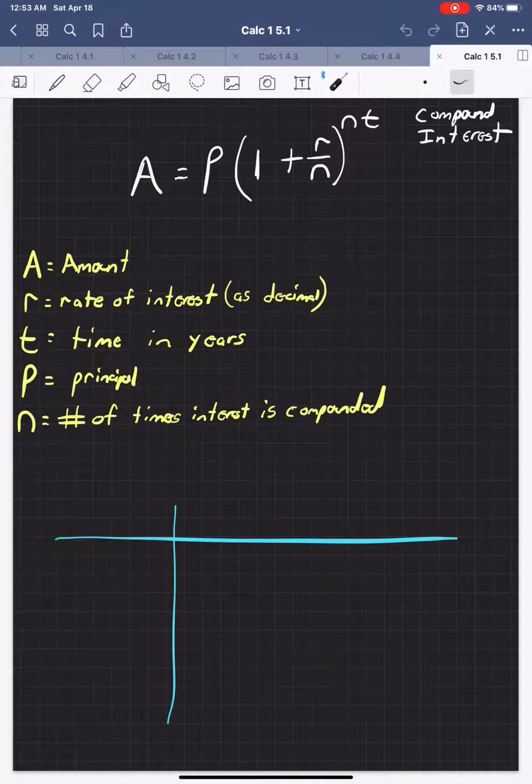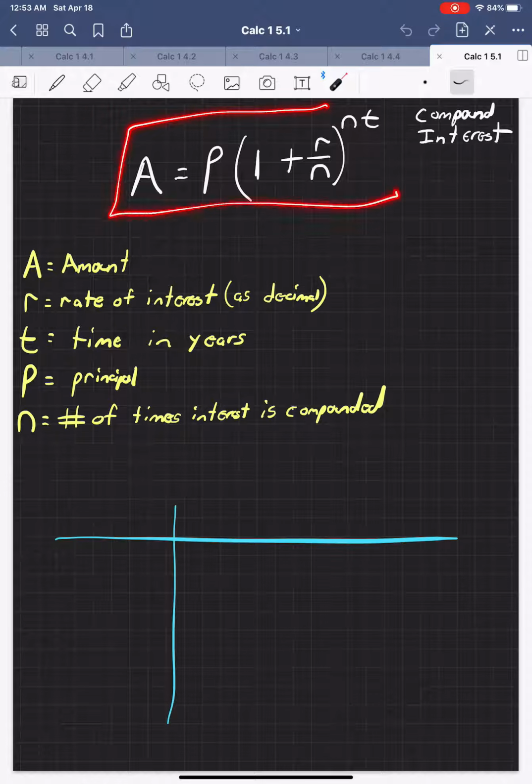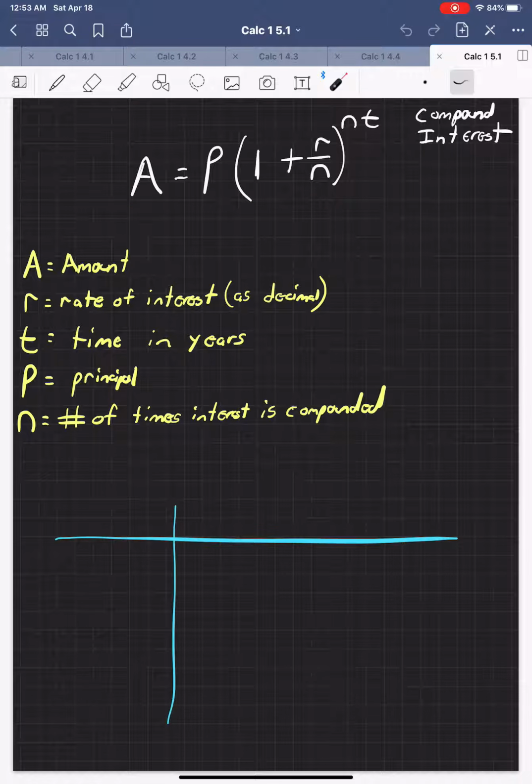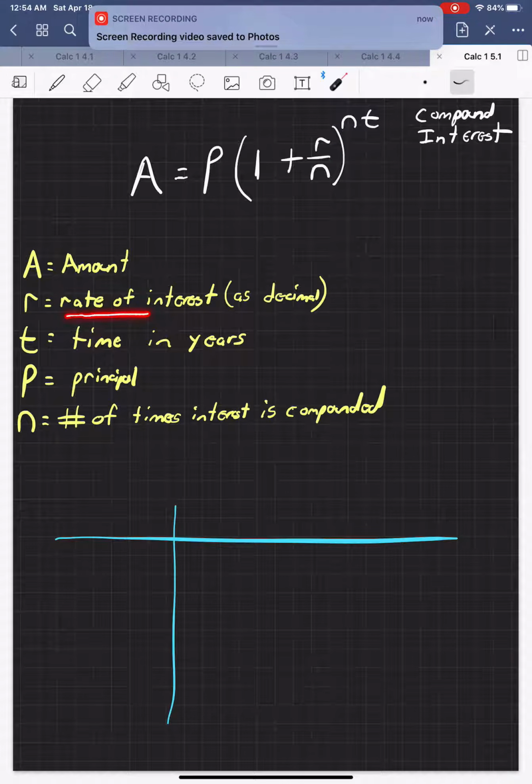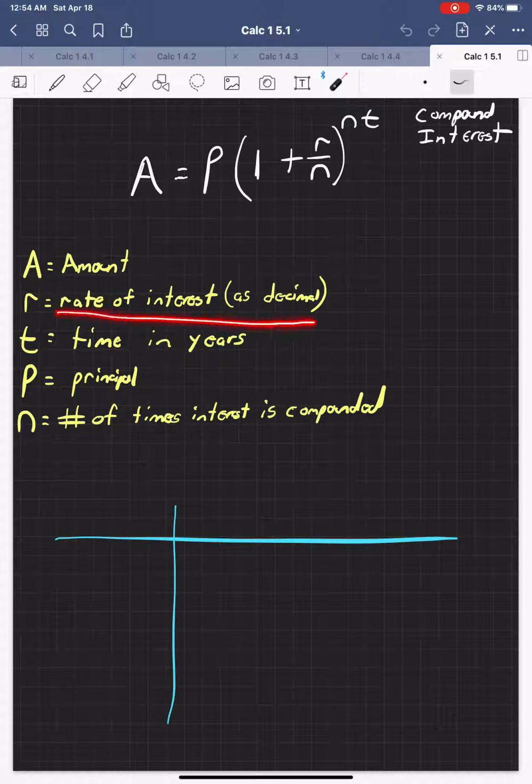So you probably remember your compound interest formula, and I'll tell you really quickly what each of these little variables represent. We'll actually start with the right side. The R is just the rate of interest written as a decimal. We want to make sure we write the interest as a decimal. So that's the rate of interest.